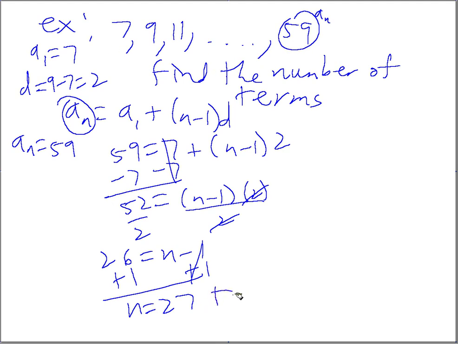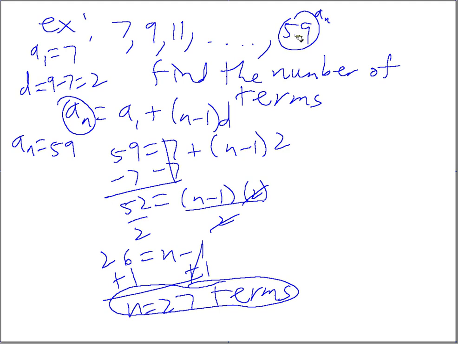So there are 27 terms in that sequence. All right? So we can certainly use this formula to find out the number of terms for a finite sequence. Notice, a finite sequence is a list of numbers that comes to an end. All right, so not too bad at all.